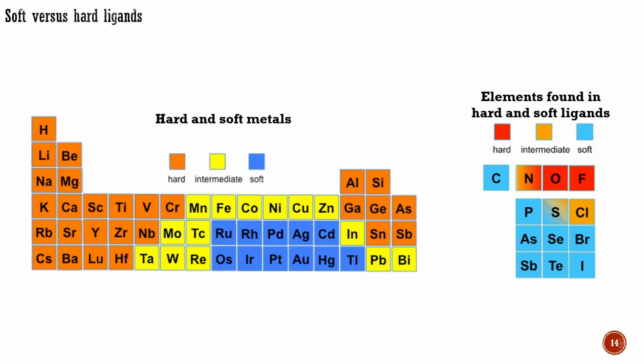The favored, well-matched combinations are a hard ligand with a hard metal and a soft ligand with a soft metal. Hard-soft combinations are disfavored because of the mismatch of bonding preferences. Early transition metals behave like hard Lewis acids and interact well with hard ligands, while metals from groups 8 to 11 are soft metals and interact well with soft ligands.